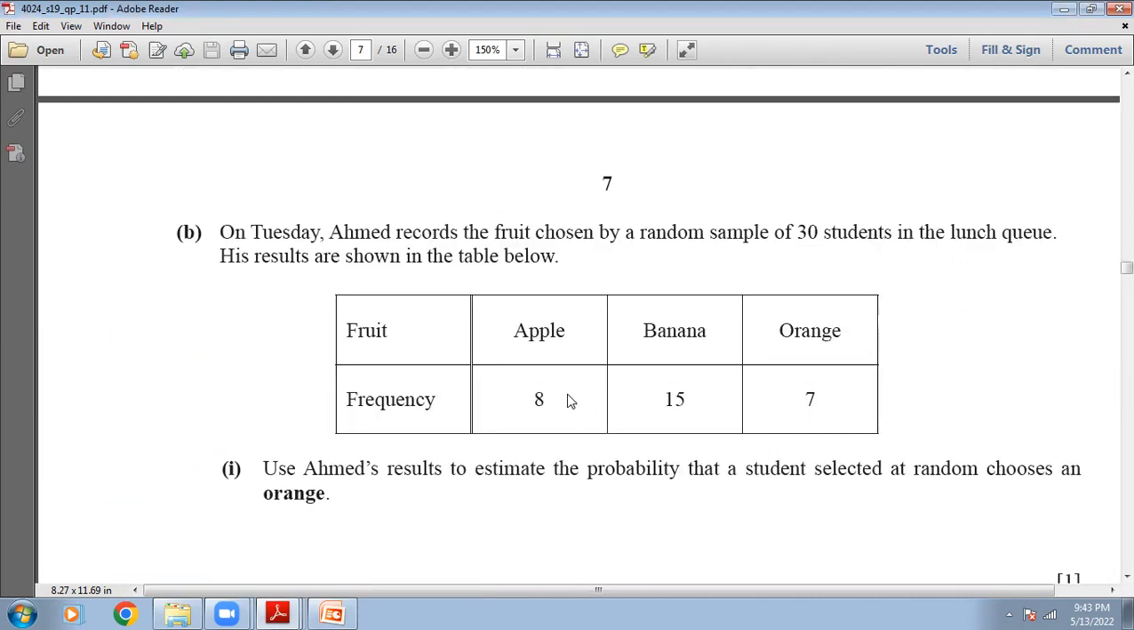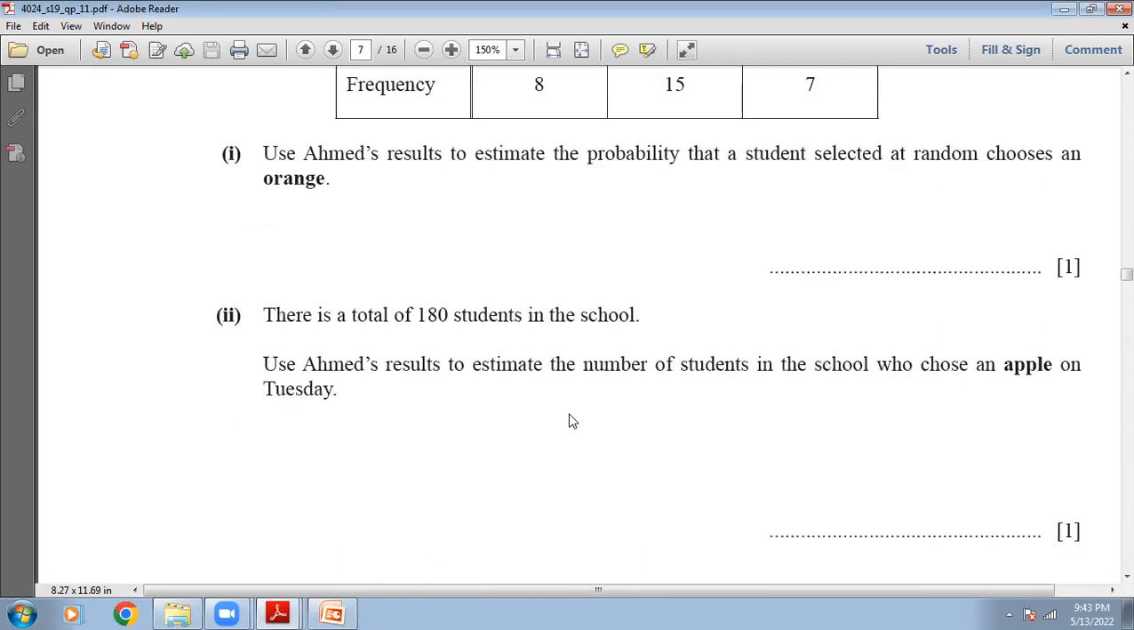So out of 30, 8 people like apple. So 8 divided by 30 multiply 180. Out of 180 people, how many will say apple? So 8 divided by 30 multiply 180.